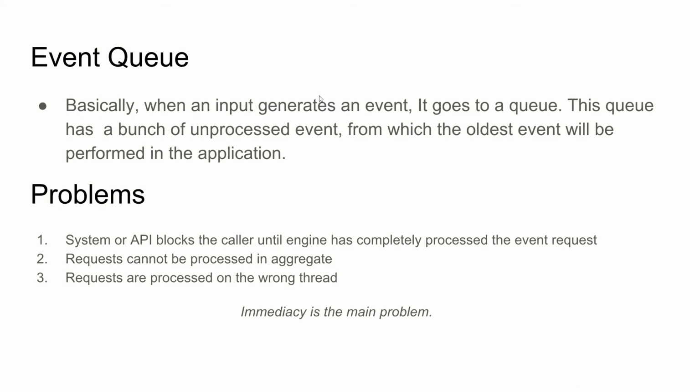Okay. So basically when an input generates an event, it goes to a queue, and this queue is what we call an event queue. The queue has a bunch of in-process events from which the oldest event would be performed in an application. It's like a lineup for something. The first person in line gets whatever they need first, rather than the people after him.